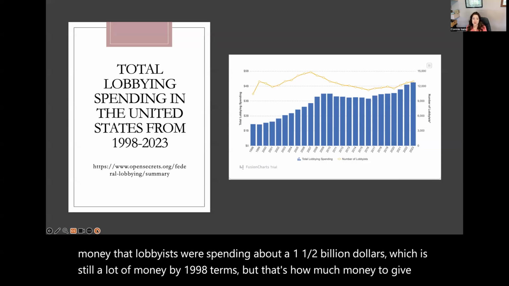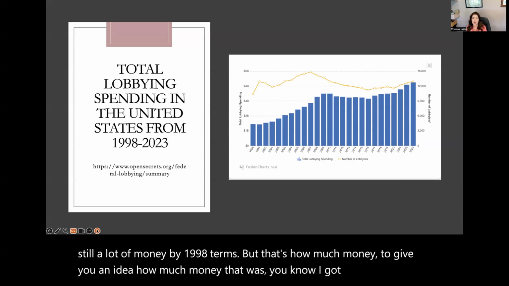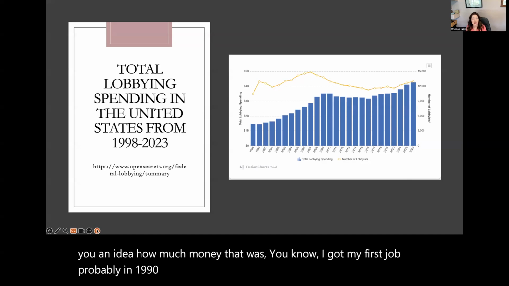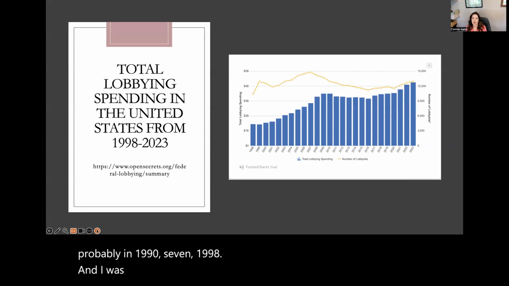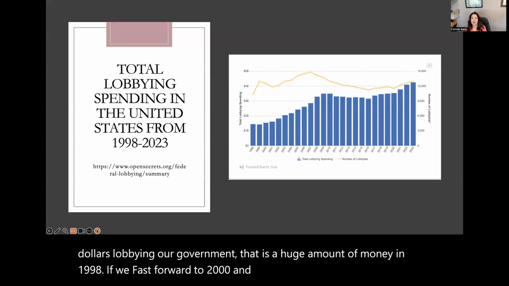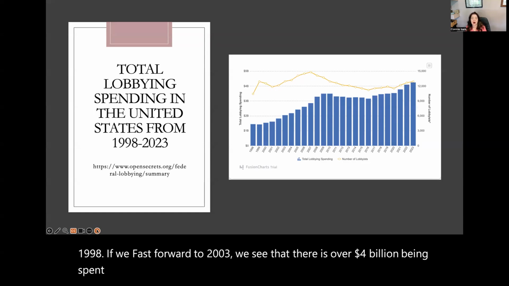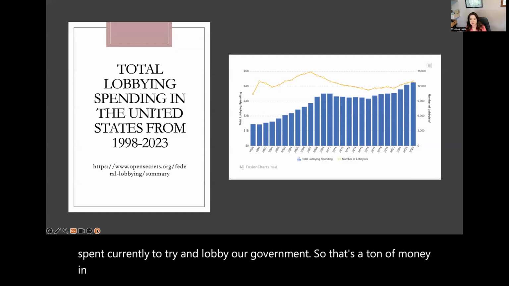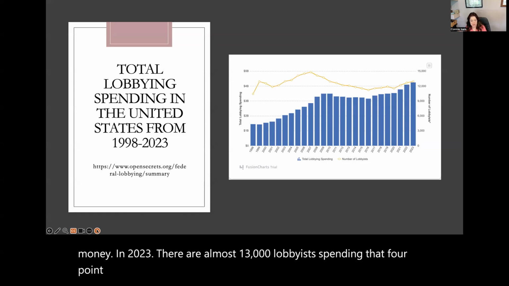To give you an idea of how much money that was, I got my first job probably in 1997, 1998, and I was making $5 an hour. So to have them spending $1.5 billion lobbying our government, that is a huge amount of money in 1998. If we fast forward to 2023, we see that there is over $4 billion being spent to try and lobby our government. So that's a ton of money. In 2023, there were almost 13,000 lobbyists spending that $4.25 billion.